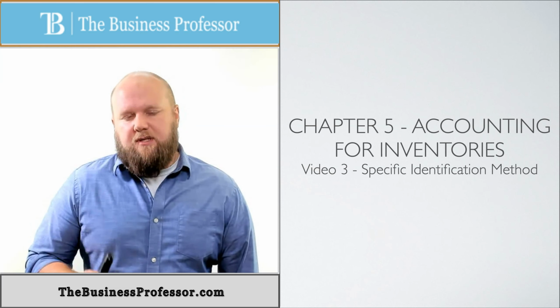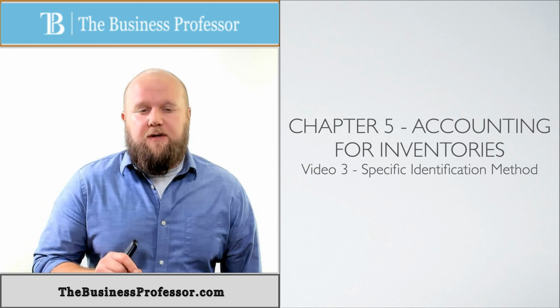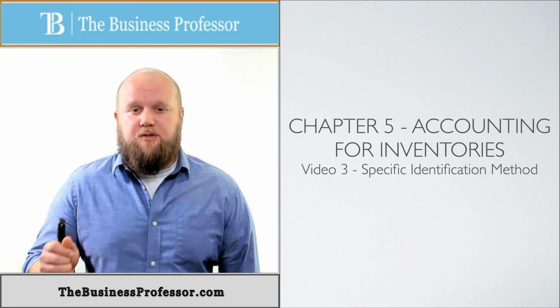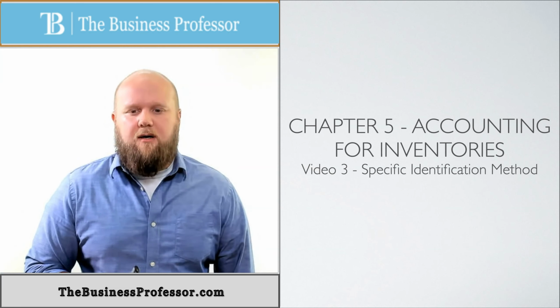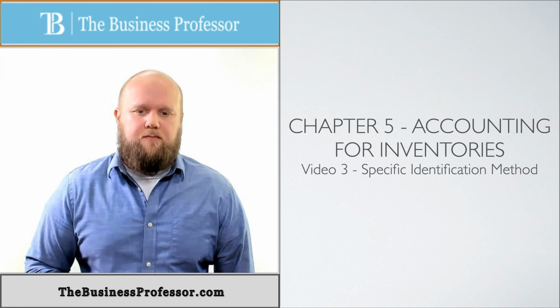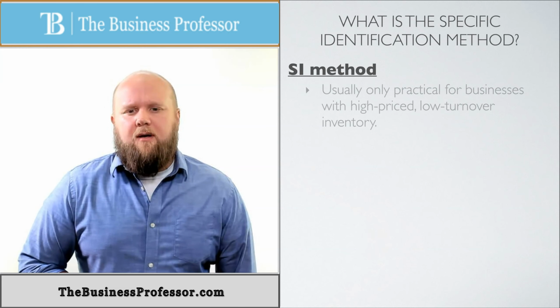All right, here we go. Specific identification, the first one that we're going to talk about. As the name implies, we're specifically identifying which inventory has been sold, which one is leaving, and which ones we can expense. We know exactly how much they cost because it's specifically identified. So, how does this one work? Typically we call this SI.